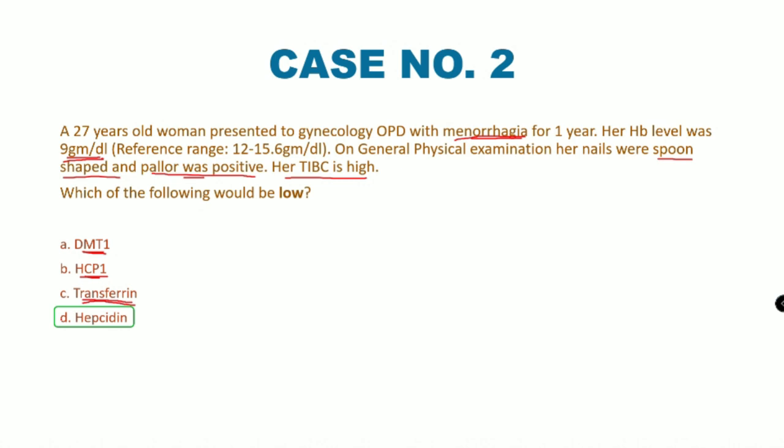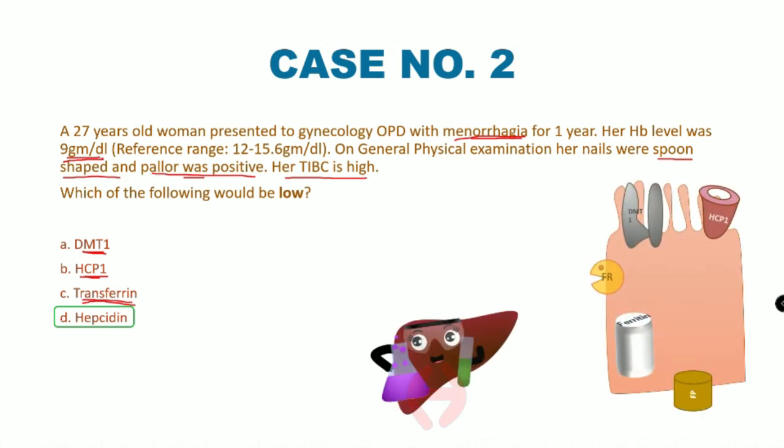Hepcidin would be low. Why would hepcidin be low? Because hepcidin is the protein that is secreted from the liver when iron in the body is high, and this causes internalization of ferroportin. So iron gets stuck in the enterocyte and iron won't be absorbed. So hepcidin would be increased only when there is more iron in the body, and obviously in iron deficiency state, hepcidin would be low. So the correct answer is hepcidin.